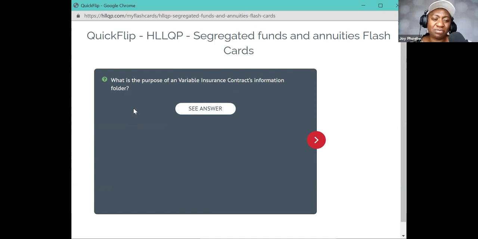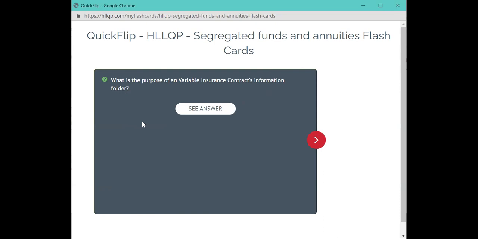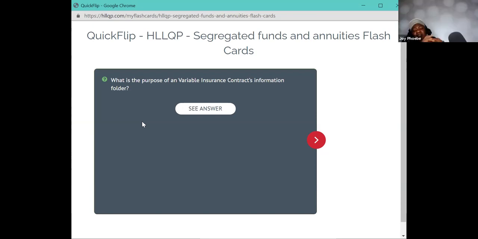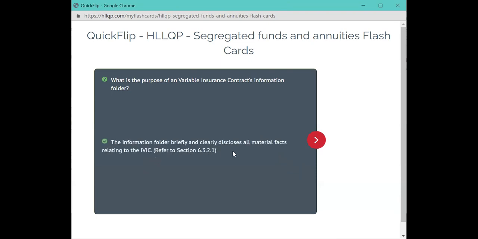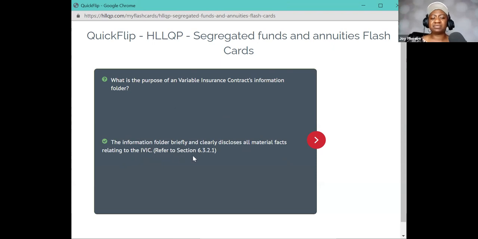Okay, what is the purpose of a variable insurance contract information folder? I think it's the contract, right? What it entails. The Segfund, what it entails and all that. It tells you about the funds, the holdings of the funds, the underlying investments behind the funds, and then the fund managers, the MER, all those. General information about the funds, clearly disclosing all material facts relating to the segregated funds. Okay, in summary.